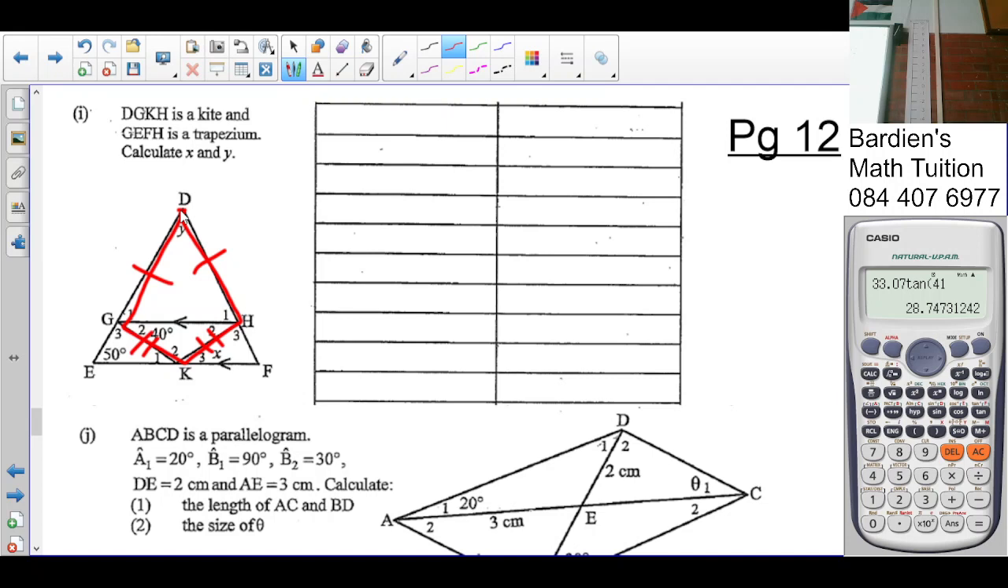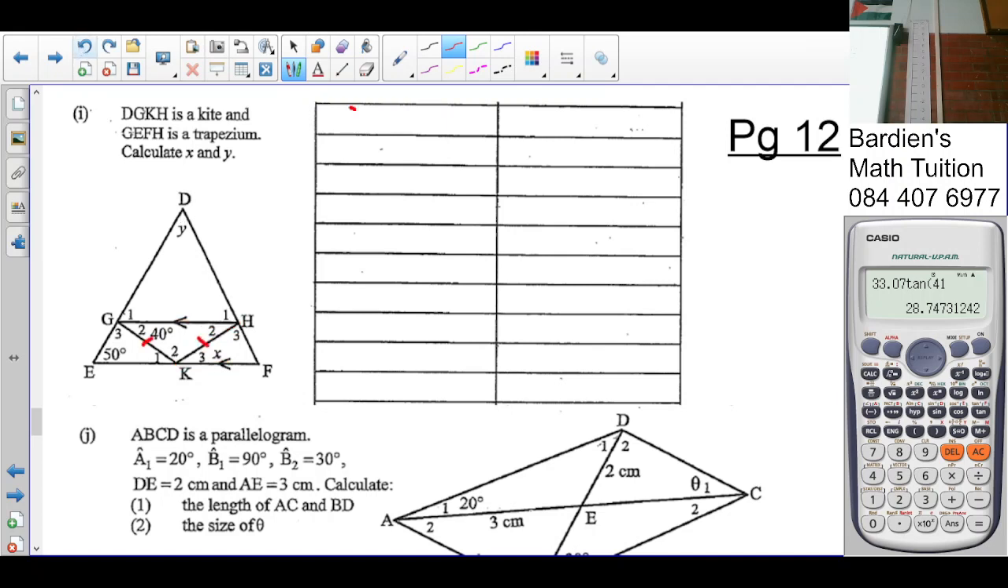GEFH is a trapezoid. Trapezium, trapezoid, same thing. So GEFH, that's a trapezium. So that line is parallel to that. Okay, let's calculate x and y. Okay, so looking at what we have here, I can calculate H2 and then I can go alternate angles. Can you see that, people?